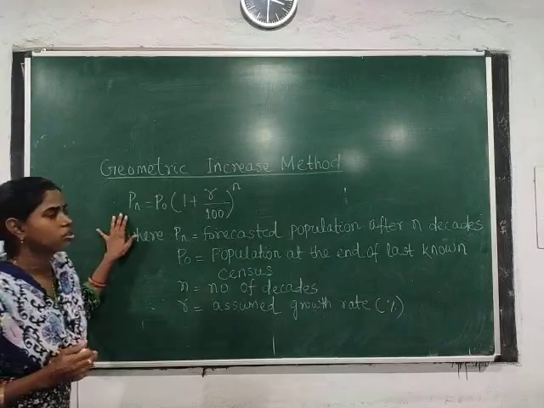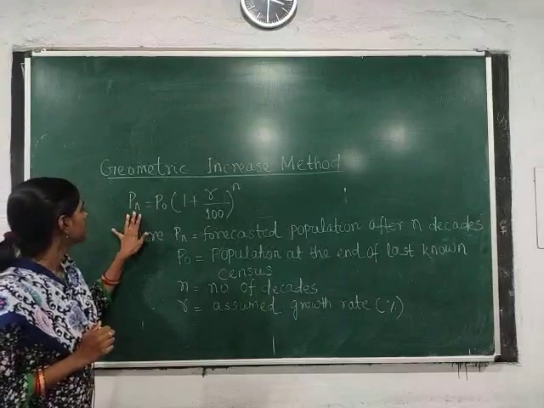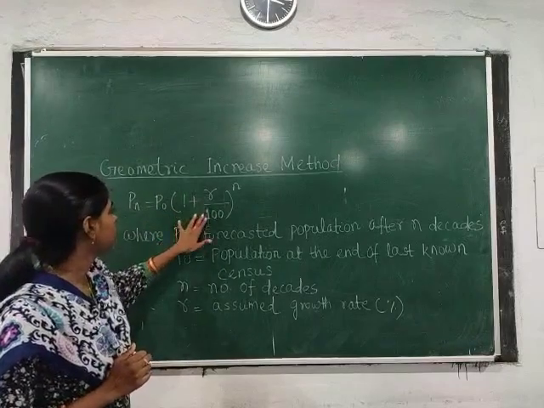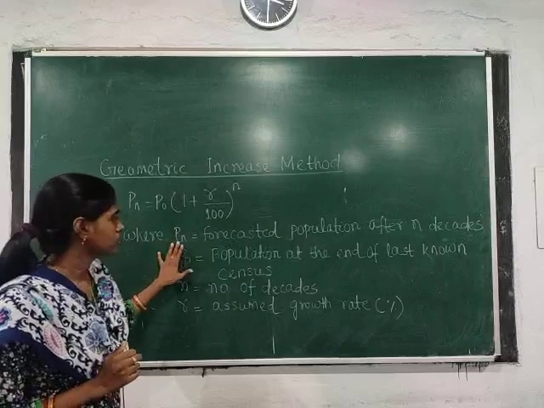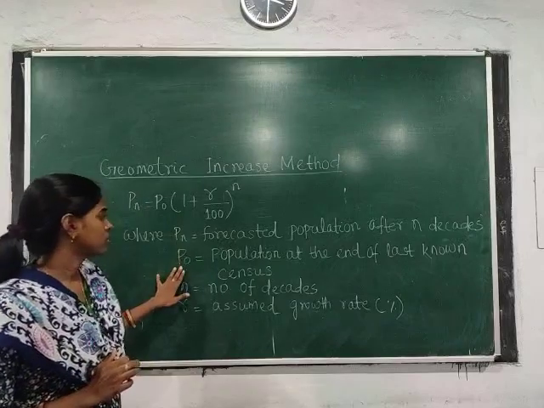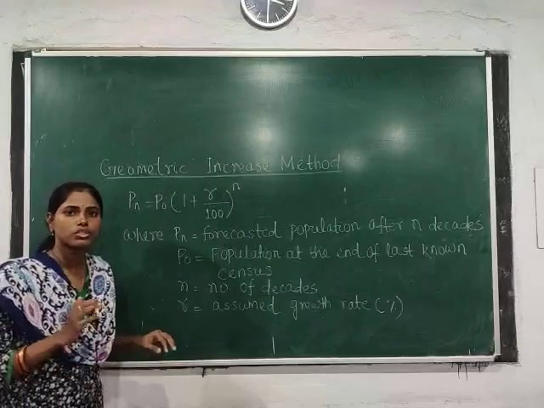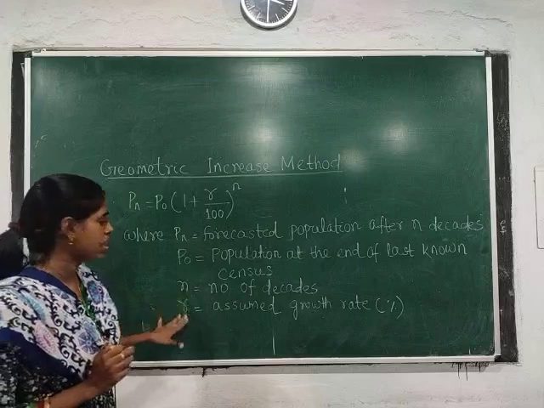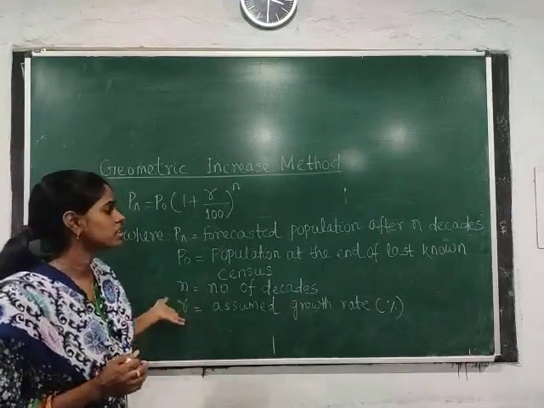As per this method, the population can be forecasted by using the formula Pn equals P0 into (1 plus R by 100) to the power n, where Pn is the forecasted population, P0 is the population at the end of the last known decade, n is the number of decades, and R is the assumed growth rate, which is considered in percentage.